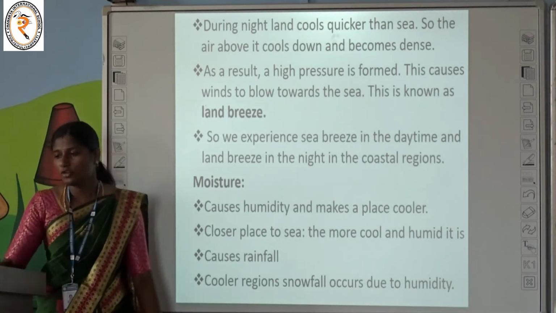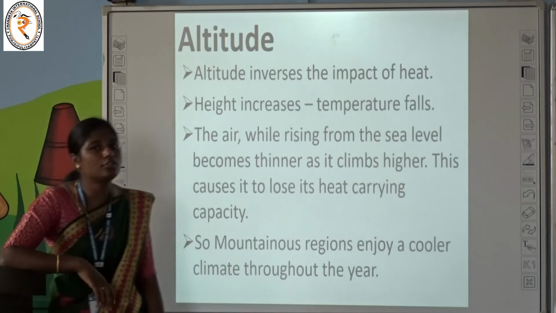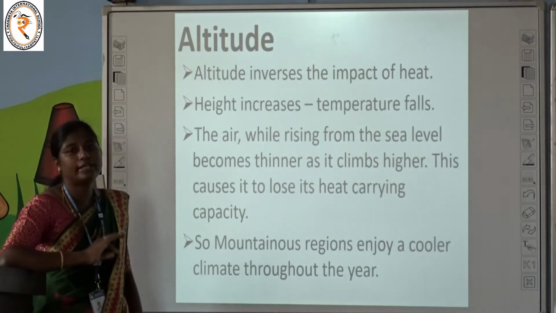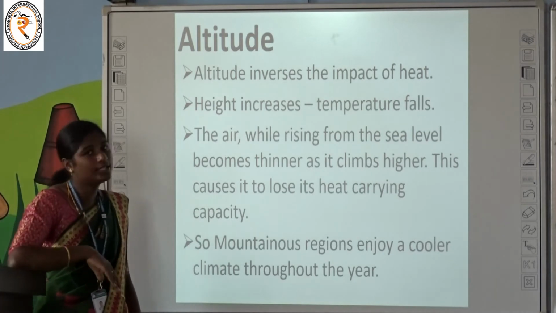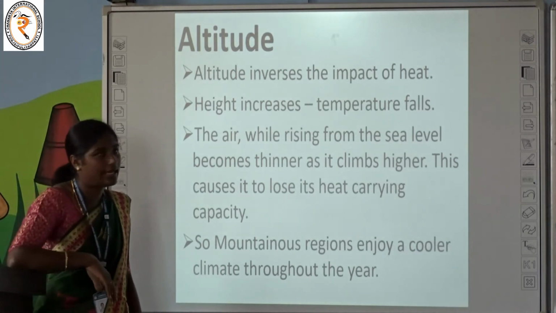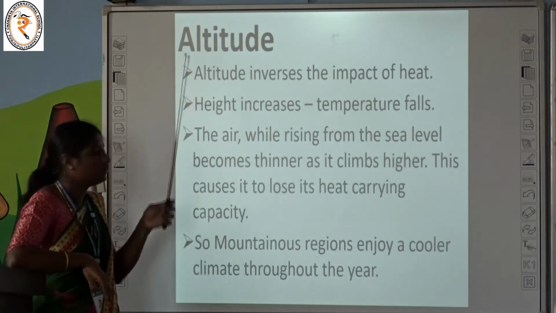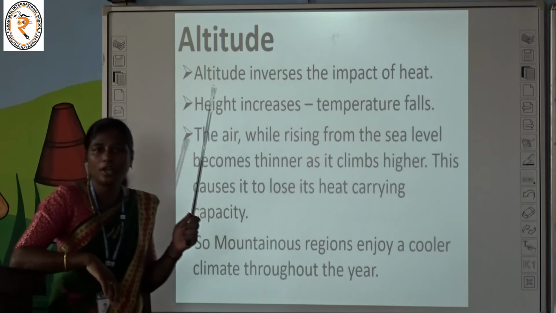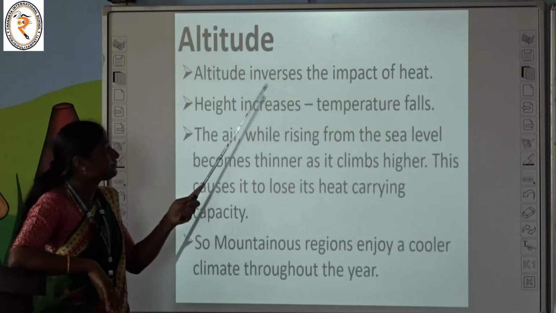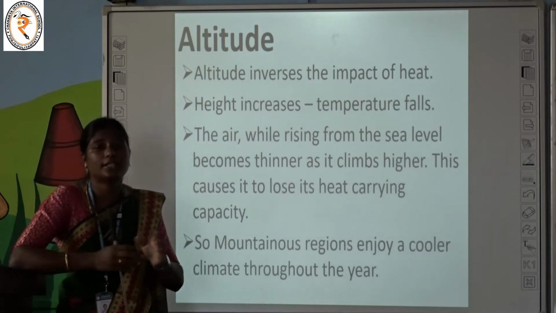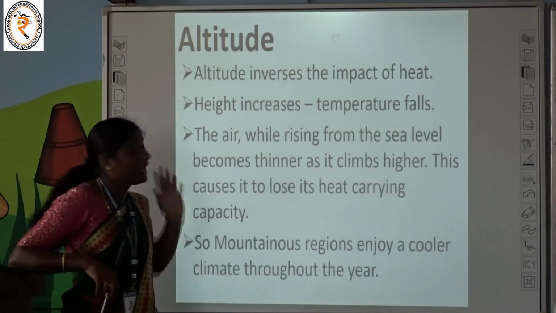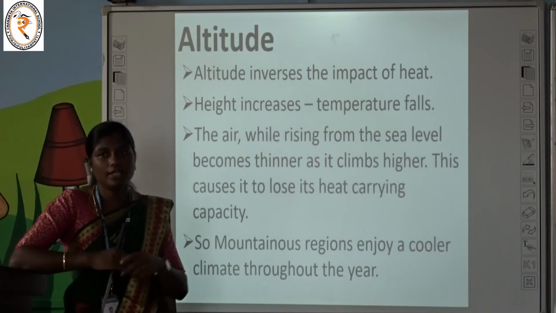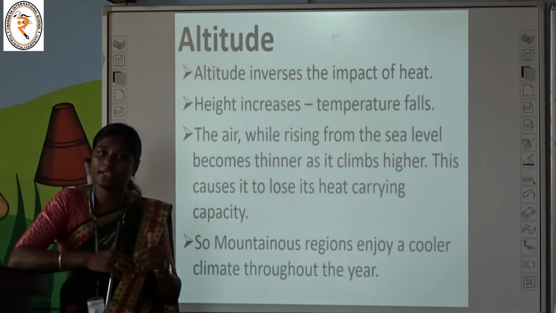Understood, children? So now, altitude. What is altitude? Altitude means height. For example, take mountains. The height of the mountains is high when compared to the flat lands. That is called altitude. Altitude inverses the impact of heat. Inverse means the opposite. So if the height is higher, the temperature will fall.